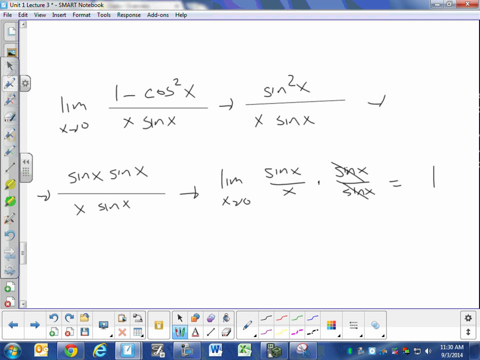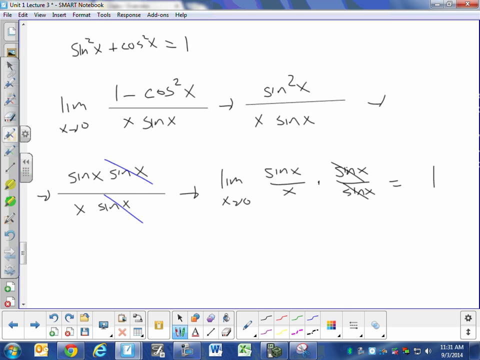1 minus cosine squared is equal to sine squared. Sine squared plus cosine squared is equal to 1, so 1 minus cosine squared would be equal to sine squared. So I rewrite this as sine squared over x sine x. Then I rewrite sine squared as sine times sine. If you want to split this up into two fractions, you can, or you can immediately cross out a sine. It cancels with another sine. You just get the limit as x approaches 0 of sine x over x. Okay, a little bit tricky.